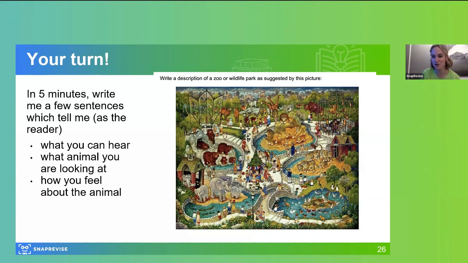Lovely. Let's have a look at what you guys have written. I can hear the roaring lions, the trunks of the elephants, and the awakening sound of the grizzly bears as they entertain the crowd. Lovely.